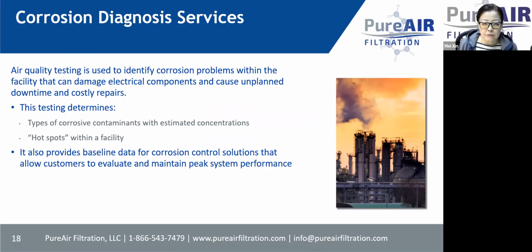So for corrosion diagnosis services, normally air quality testing is used to identify corrosion problems. Within a facility, you may have corrosion contaminants that can damage your electronic components and cause unplanned downtime and costly repairs. Using air quality testing, you can identify the types of corrosive contaminants with estimated concentrations, and also find hotspots within a facility.